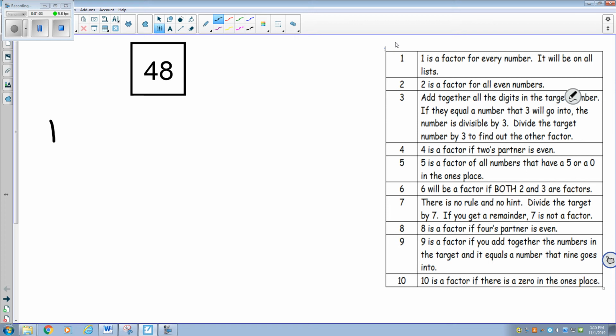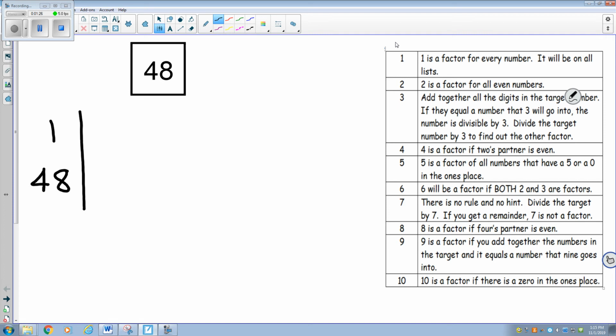We just need to figure out 1's partner now. Like 1 times what equals 48? Well, it'd be 1 times 48. So this right here is one set of factors. 1 times 48 equals 48, which means that 1 and 48 are both factors of 48. 48 can be divided by 1 and it can be divided by 48.